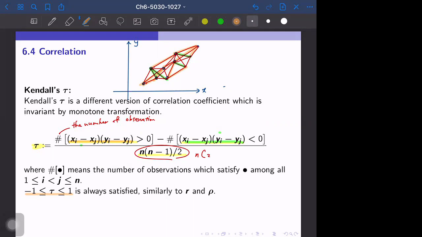If you calculate tau by hand, maybe it's faster than Pearson's correlation coefficient, but if you use a computer, it's much slower because we have to calculate n times n minus 1 over 2 terms. So that's much slower than just taking the summation of n terms as in Pearson's or Spearman's correlation.